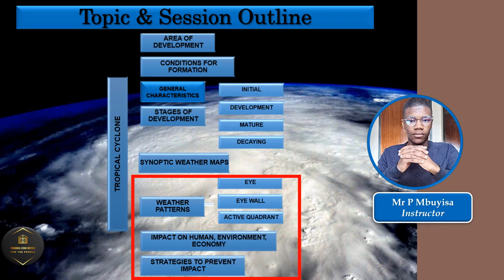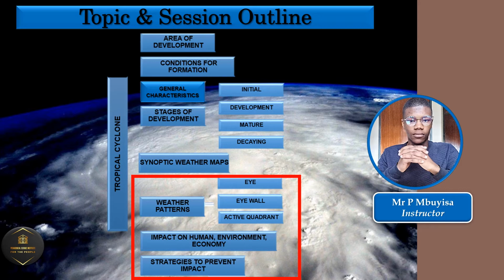In that, I will be showing you how to track the pathway of the tropical cyclone both in the northern hemisphere and southern hemisphere, because most of your examination questions always expect you to be able to do that. Track the pathway and interpret the changes over time at different parts as the system is moving.